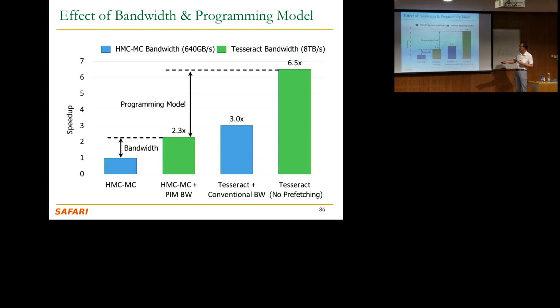This is hybrid memory cube with many core, with conventional bandwidth, and this is Tesseract with conventional bandwidth. You don't have 8 terabytes per second. Both of these have 640 megabytes per second. As you can see, we still gain about 3x in this case, because you're closer to memory, and also the programming model is different. So the benefits are not just coming from bandwidth, not just coming from programming model. It's really a combination of both.